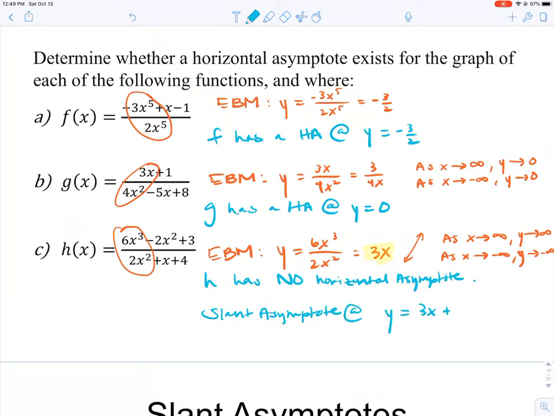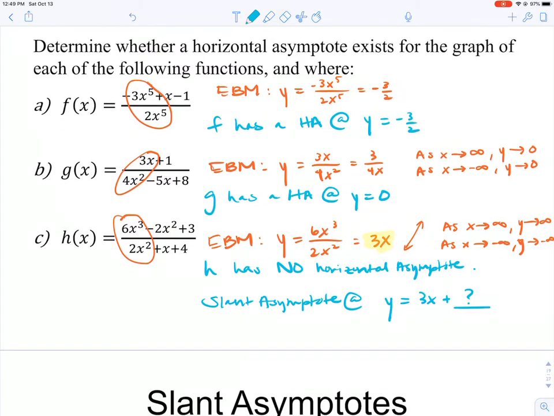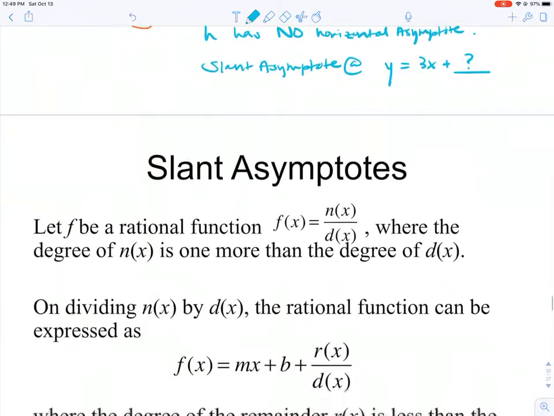at y equals 3x plus something, right? y equals mx plus b. We don't know what the b is. The end behavior model gives us the slope of the line. That helps us determine the end behavior of the rational function. The slant asymptote gives us a better picture of how h is approaching positive and negative infinity. So we have to do some extra steps to find the exact equation of the slant asymptote.